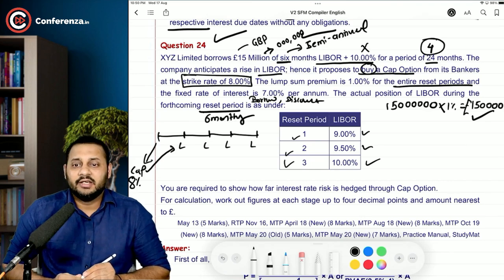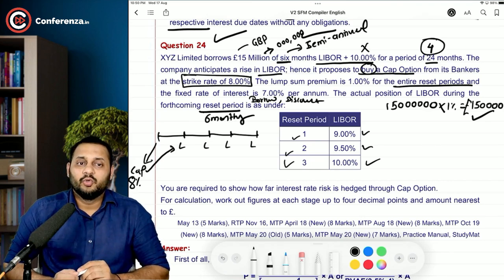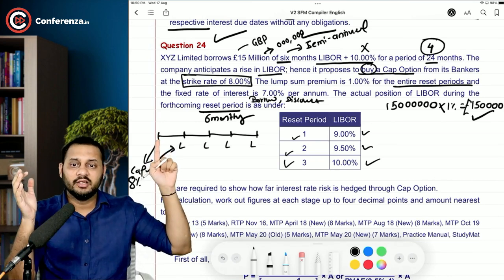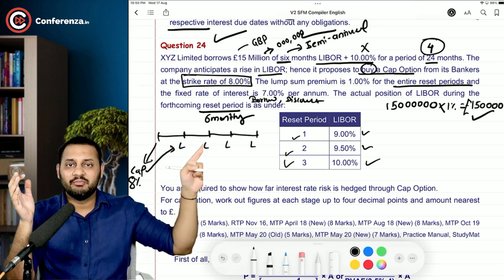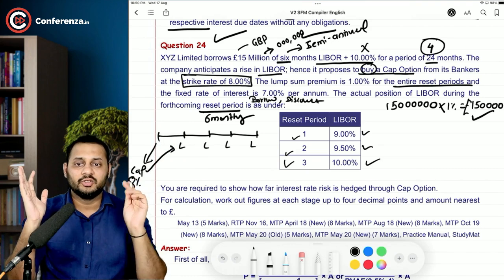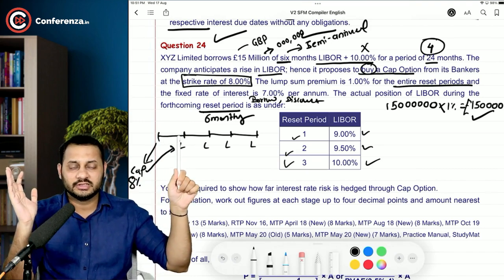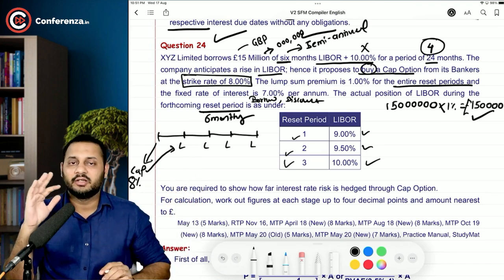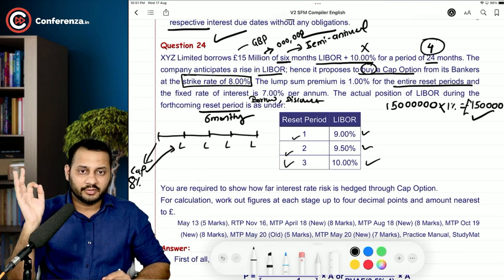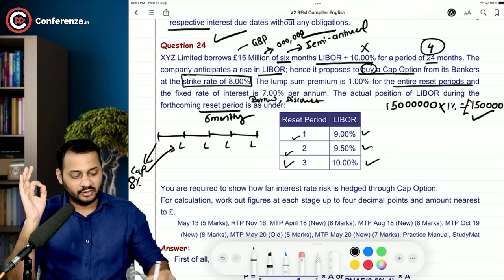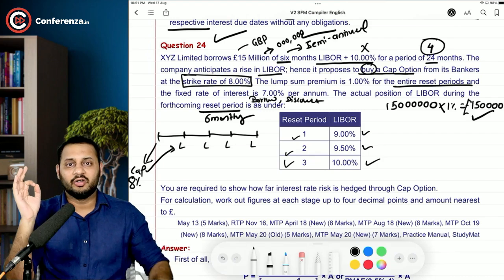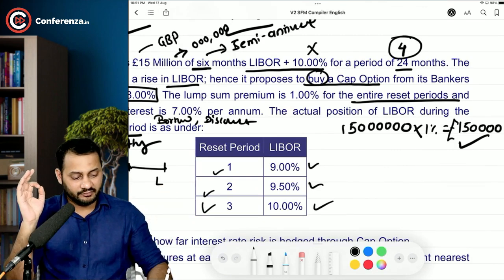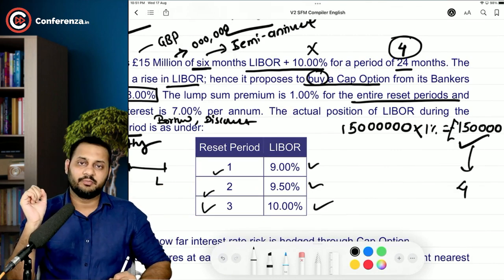So what exactly it wants you to do is convert the lump sum premium that you are making here into every semi-annual premium, so that you can compare the cash flow or payoff of this with the premium of that point itself. Got it? You cannot compare 1,50,000 with all the payoffs that you are going to receive from these 3 reset periods, because 1,50,000 is for 4 reset periods.